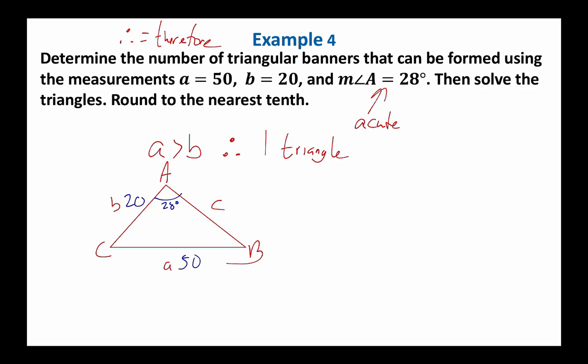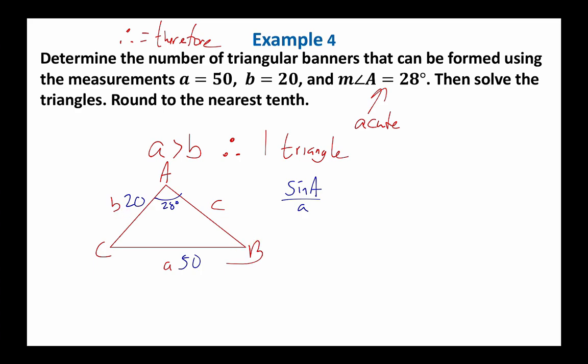So now we have enough information to use the law of sines. So we have side A and angle A. So that's going to be one of our angles we're going to go to. So we're going to do the sine of angle A over side length A. And since we know side length B, let's find angle B while we're at it.